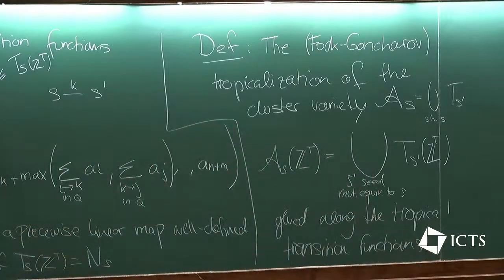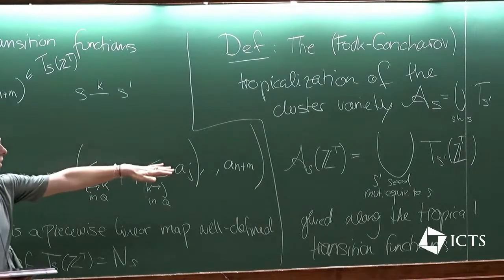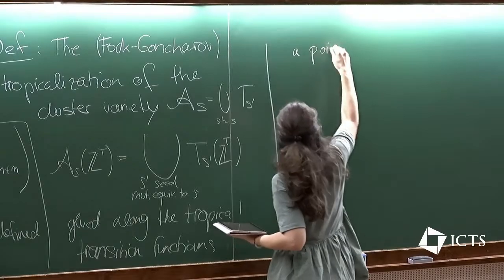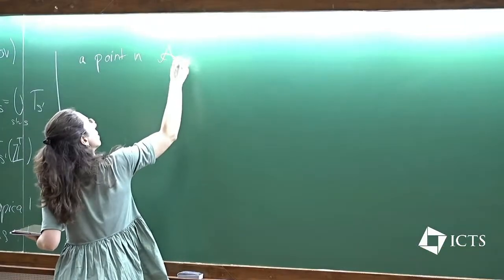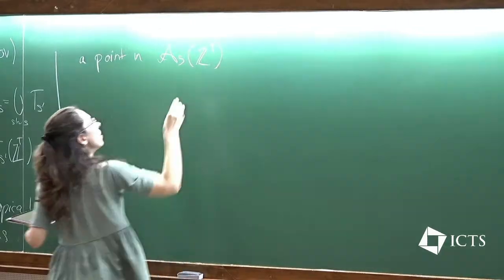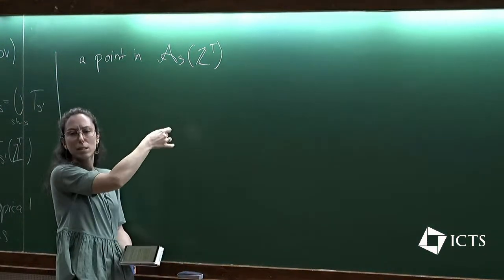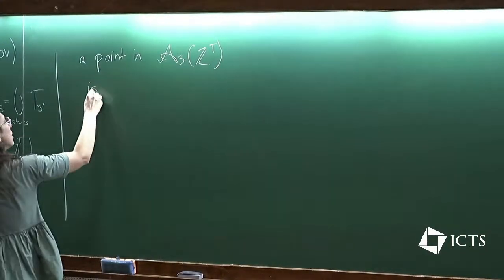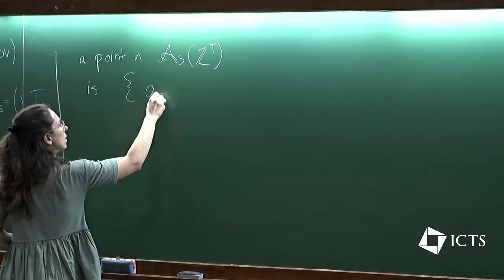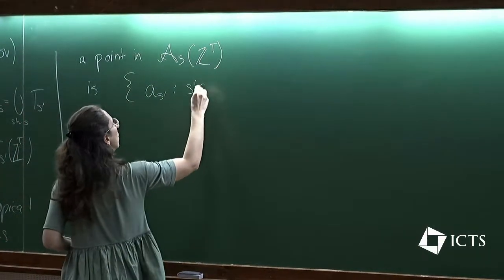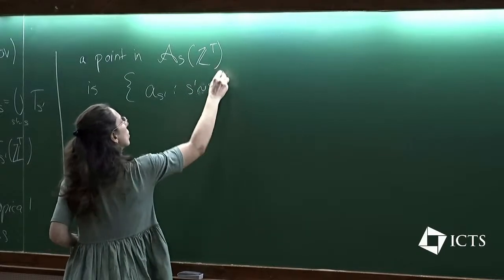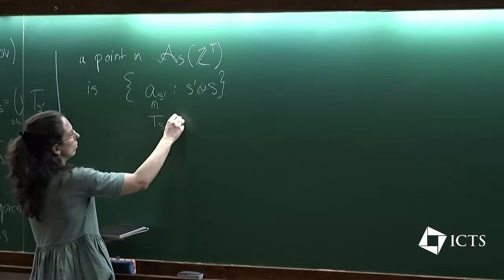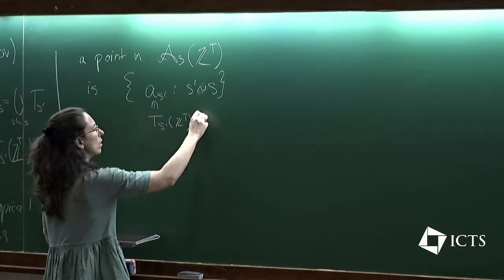And as these maps are defined everywhere, a point in this space, a point in A S tropicalized, or this is also sometimes called the tropical integer points, using the algebraic geometry language, is really a class of points, so one point in every seed torus, in every copy of the lattice.